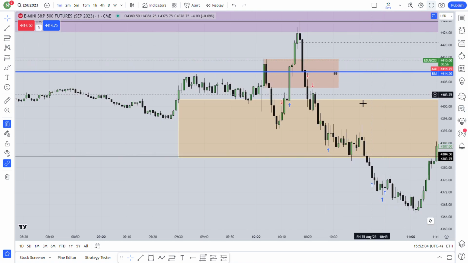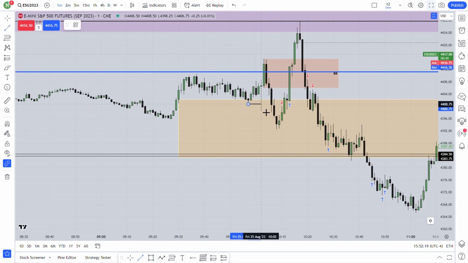Okay, here is the 1 minute chart. There's the consolidation, and market first came down at 10:02. This was for the news actually. I thought it had actually taken the liquidity here.